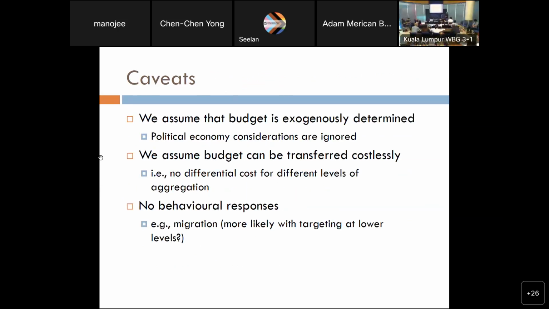Okay, some assumptions are that this budget that is used to alleviate poverty is exogenously given. We assume that this budget can be transferred at no cost. And we also assume there are no behavioral responses. There's no people starting to migrate, anticipating those things, right?